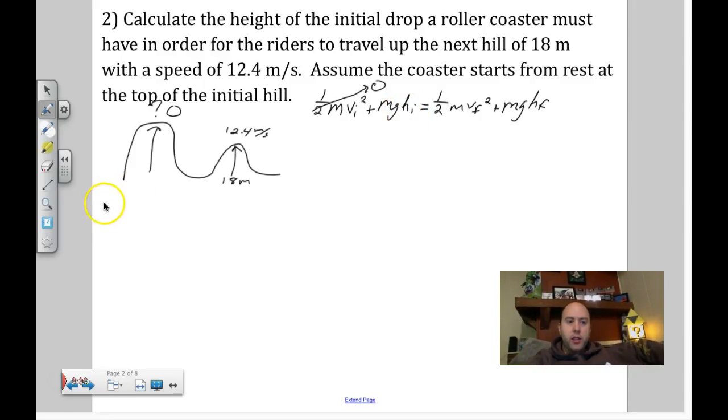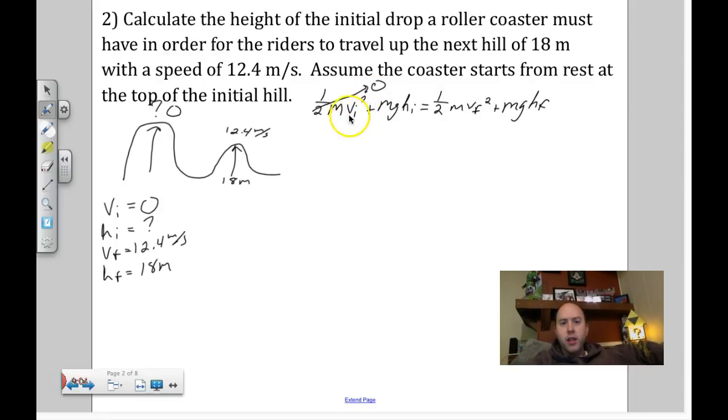The initial height is what I'm looking for. If it helps, if you need to write stuff off to the side, like the initial velocity is 0, that's fine. The initial height is what I'm looking for, because it says calculate the height of the initial drop. The final velocity, which is the velocity at the second hill, is 12.4 meters per second. And the final height, the height of the second hill, is 18 meters. So unfortunately, the only thing I can cross out is this 1/2 mass times initial velocity squared. It's not that this becomes any harder, it's just basically a little bit more manipulation.